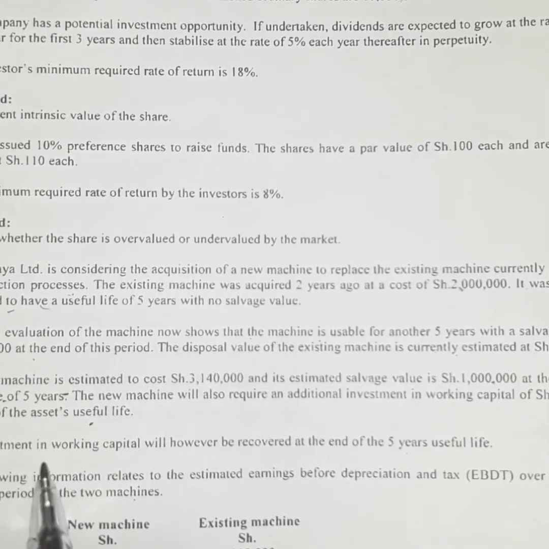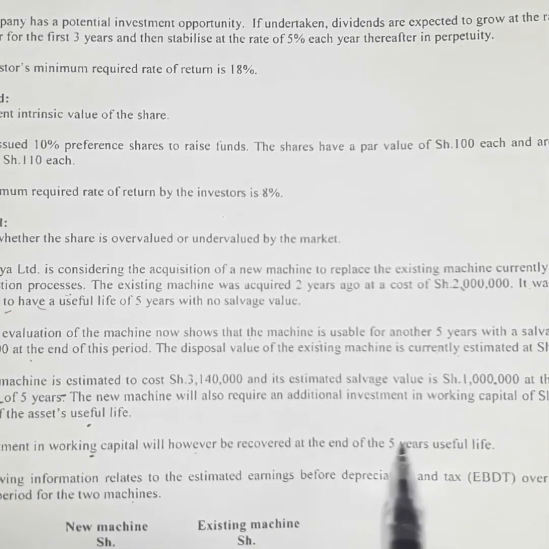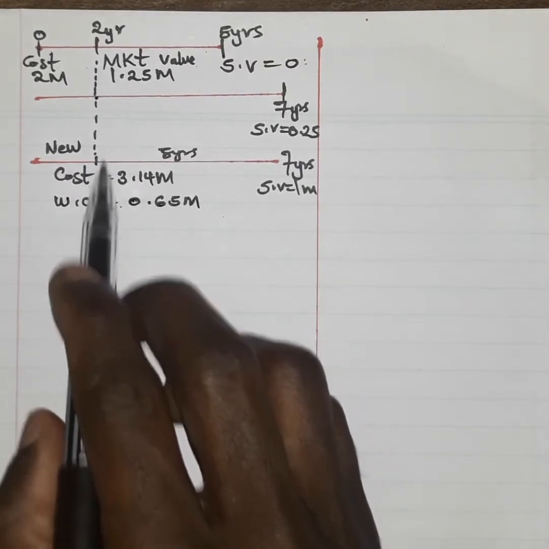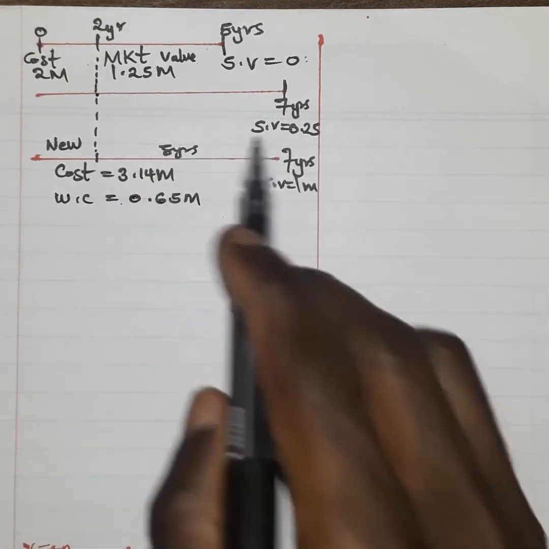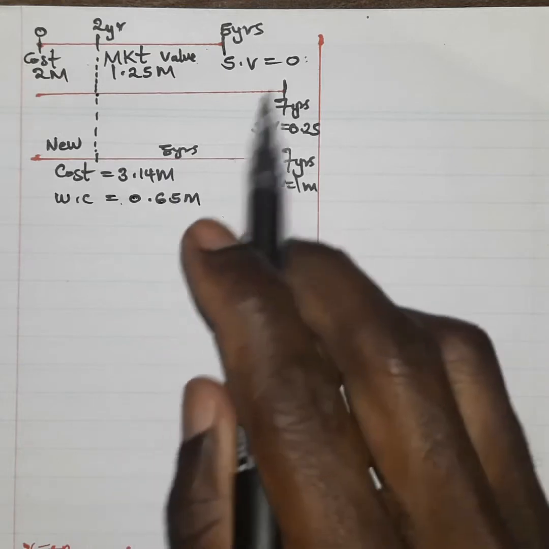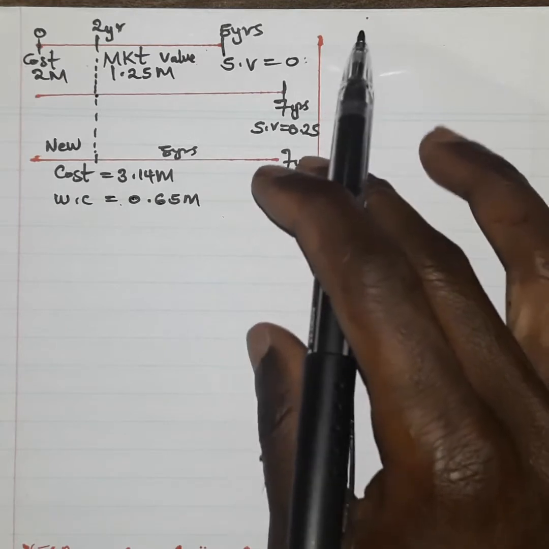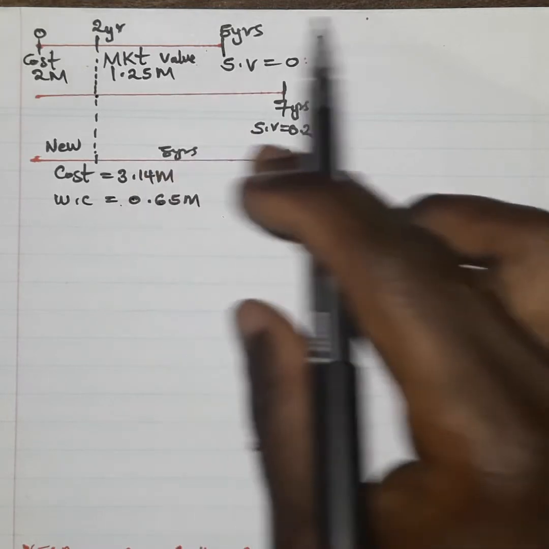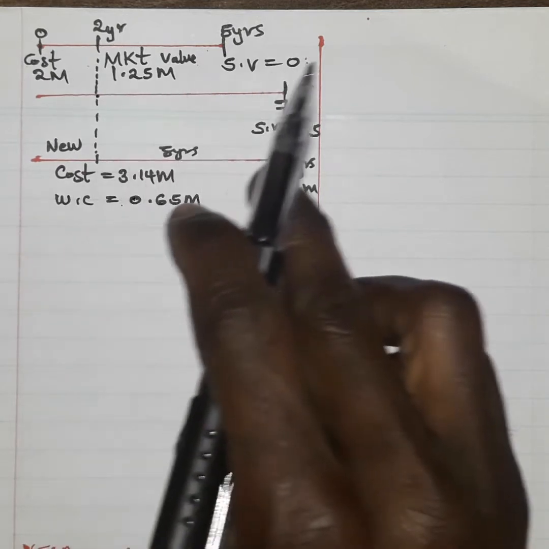But we're told again that the investment in working capital will be recovered at the end of the 5 years useful life. So whatever is invested at the start of this asset's useful life will be recouped back. In other words, it will form part of the terminal cash flows. Terminal cash flows refers to the cash flows which are received at the end of this asset's useful life. So it will be added to the purchase cost when getting the initial cost, and also added to the terminal values.